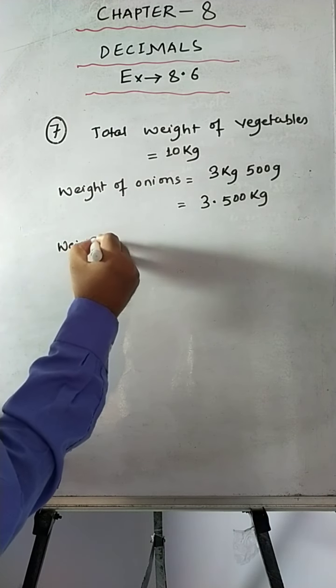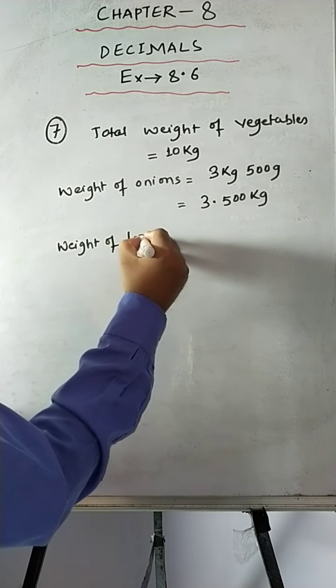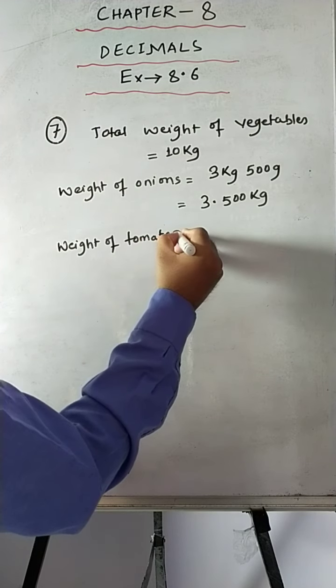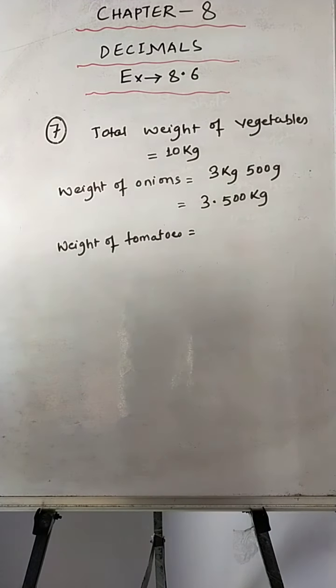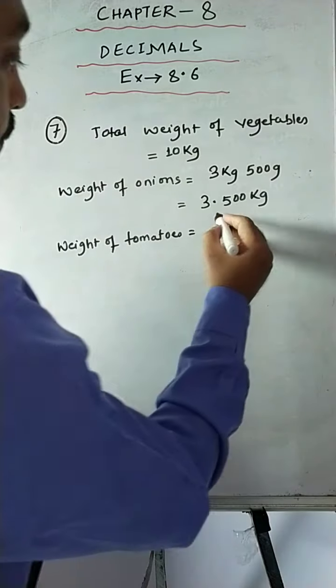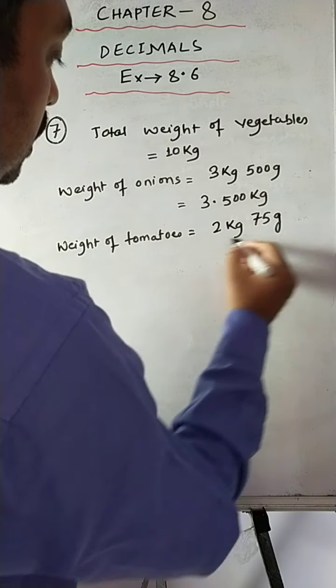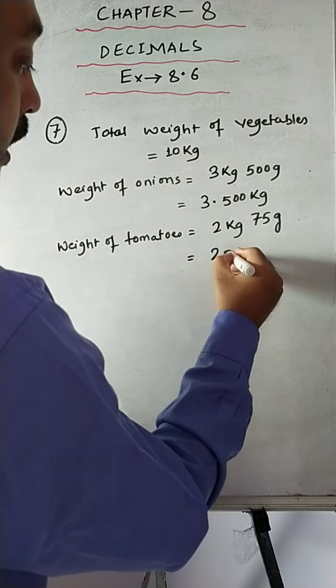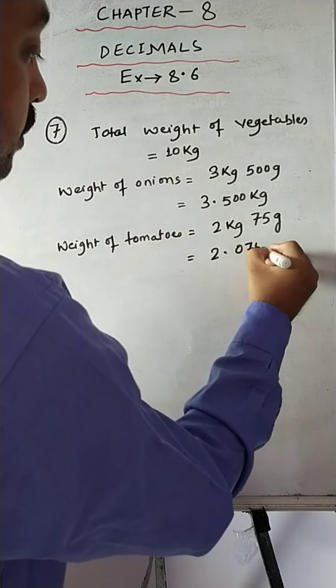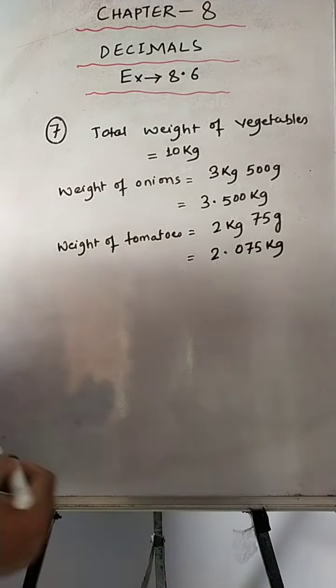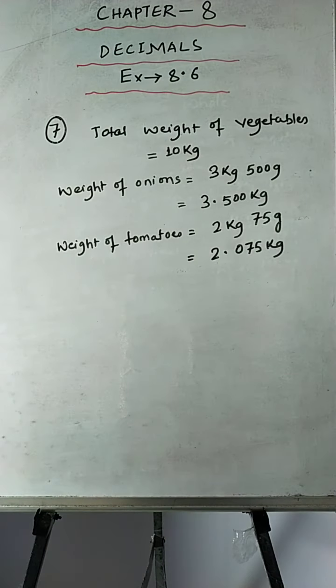And weight of tomatoes. Now weight of tomatoes, how much given? 2 kg 75 gram. Now convert it into the decimal form, it will look like 2.075 kg. Now finally we have to find out the weight of potatoes.